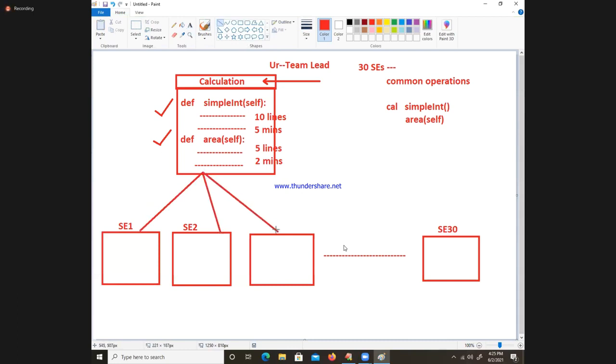This mechanism is known as what? Inheritance mechanism. Does it come under reusability or not? Yes. Which type of reusability? Class to class reusability. Yes or no?